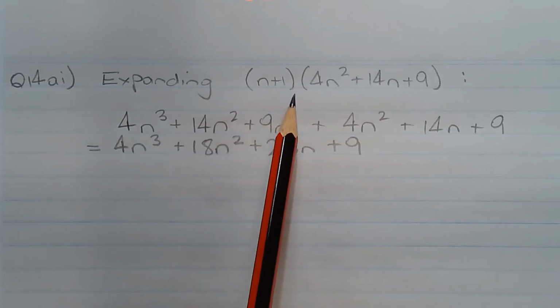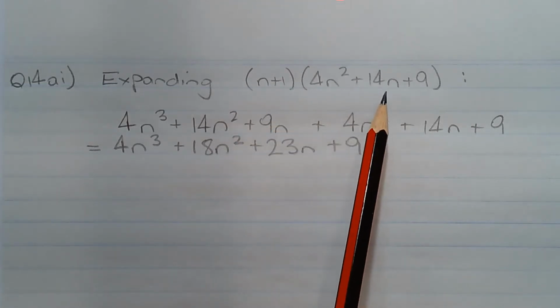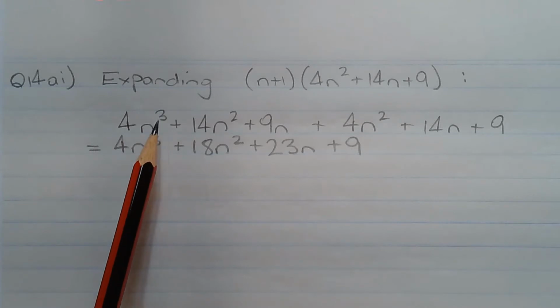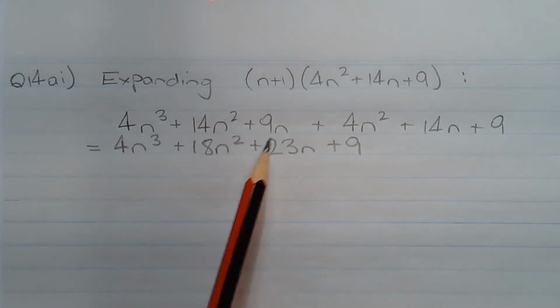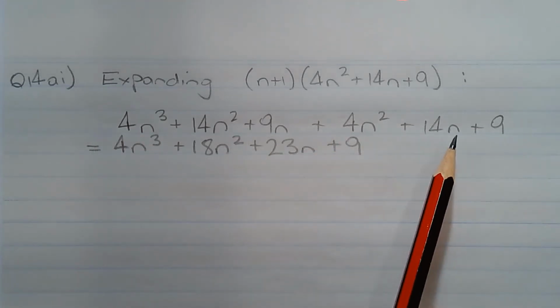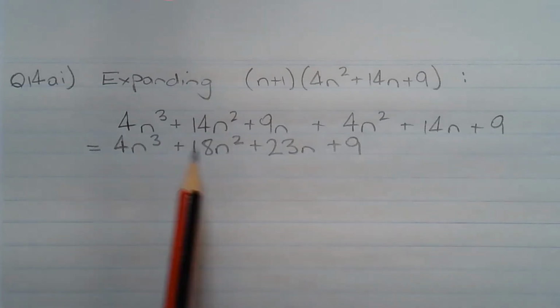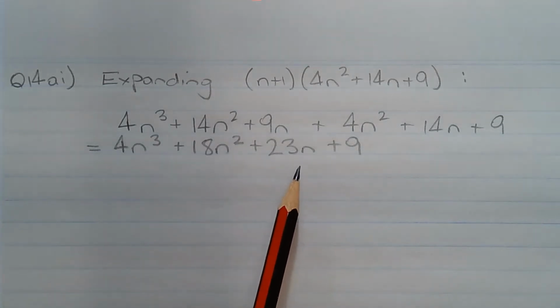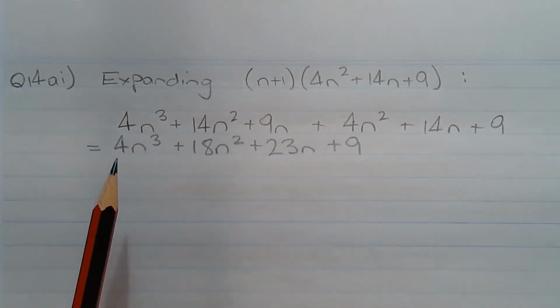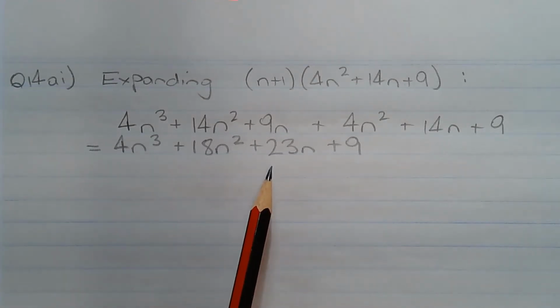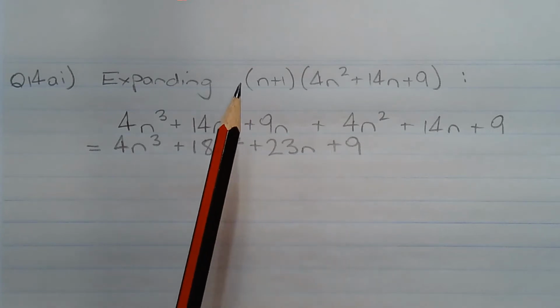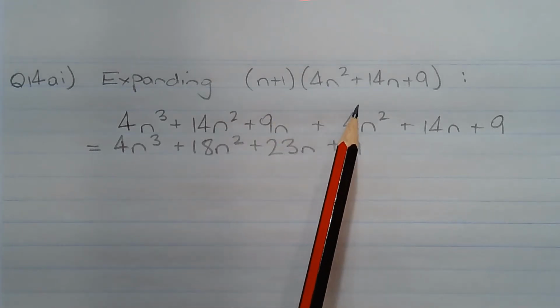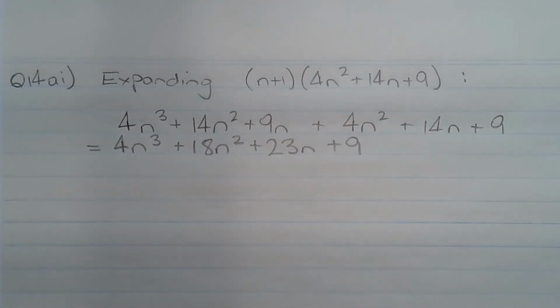Expanding n plus 1 multiplied by 4n squared plus 14n plus 9, we get 4n cubed plus 14n squared plus 9n plus 4n squared plus 14n plus 9. Collecting the like terms, that equals 4n cubed plus 18n squared plus 23n plus 9. Hence, 4n cubed plus 18n squared plus 23n plus 9 can be written as n plus 1 multiplied by 4n squared plus 14n plus 9.